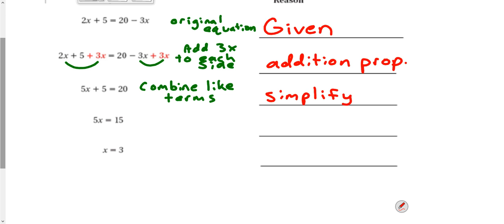Then we get from 5x plus 5 equals 20 to 5x equals 15. What did we do to get from 5x plus 5 equals 20 to 5x equals 15? We had to subtract 5 on both sides. So that is the subtraction property, because we subtracted 5 from both sides.